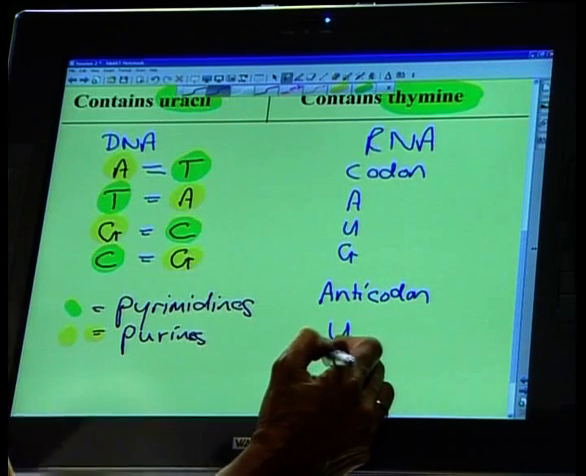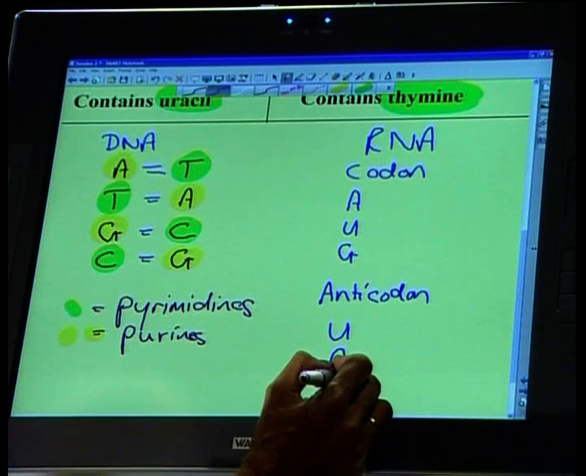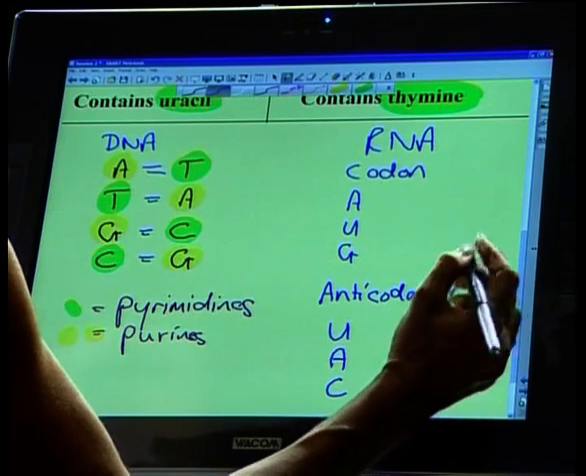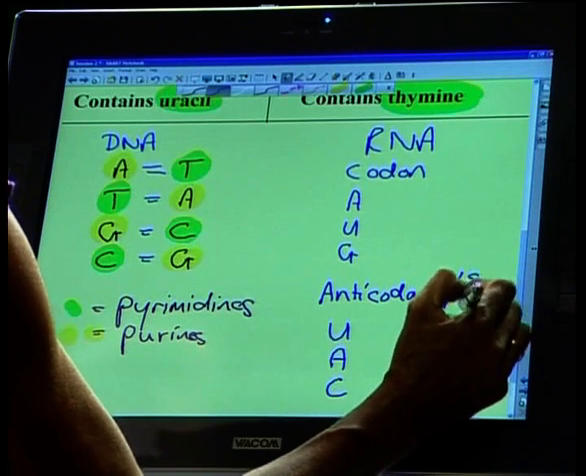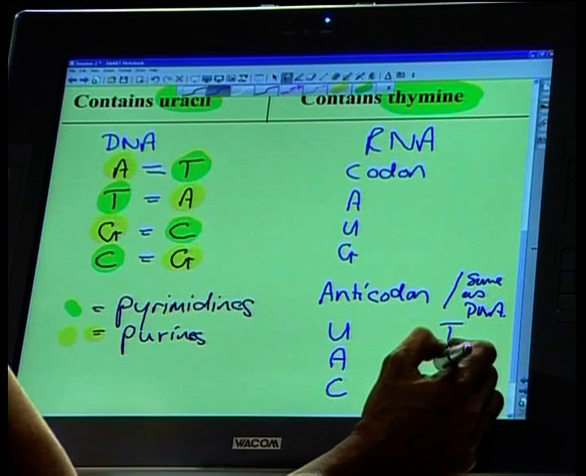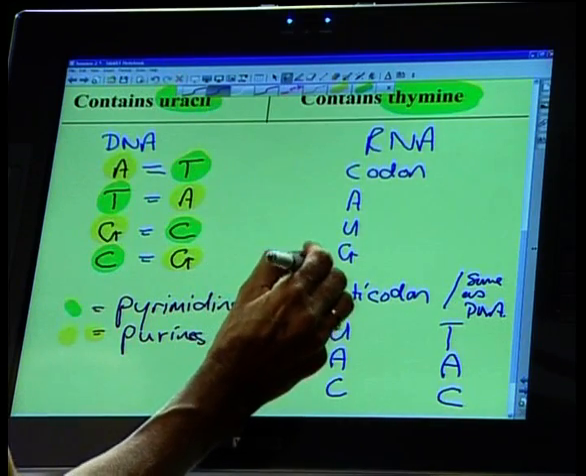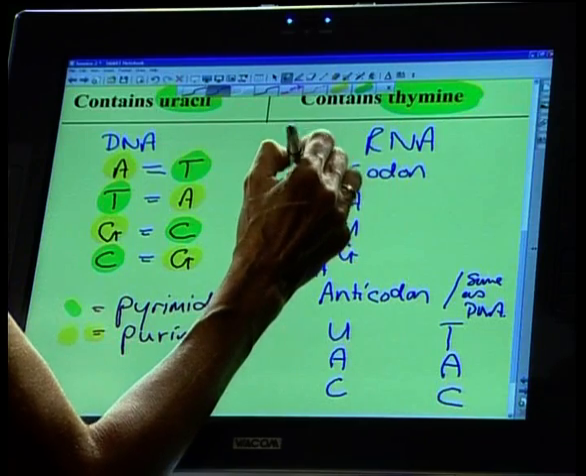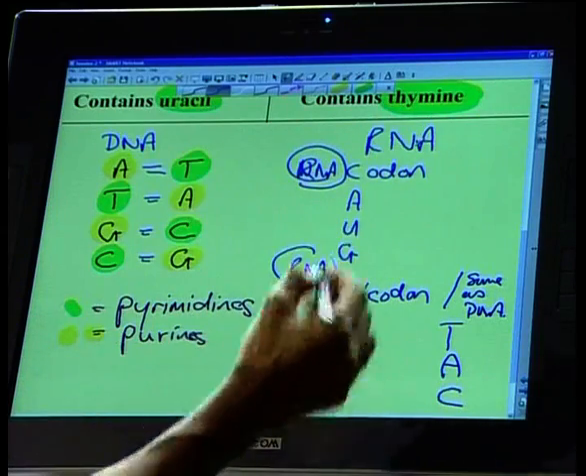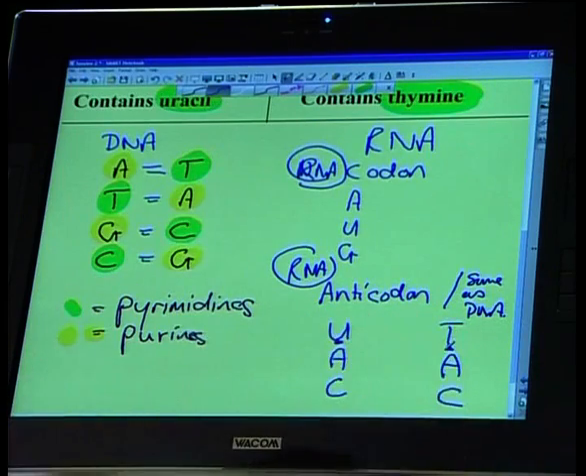And the complementary base for uracil will be adenine, and the complementary base for guanine will be cytosine. So your anticodon will always be the same as the DNA. So what was on the DNA strand? It would have been T and A and C. But remember, this is RNA, and this is RNA, and I'm writing it here so that you remember. So your anticodon will be the same as DNA except for the uracil versus the thymine.